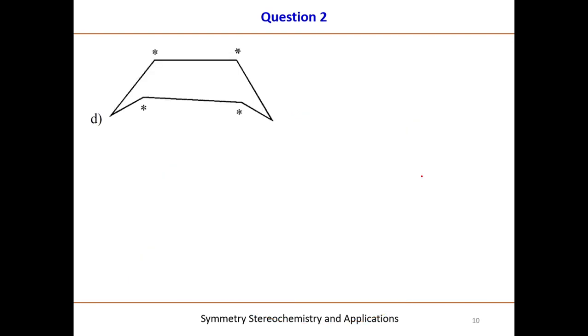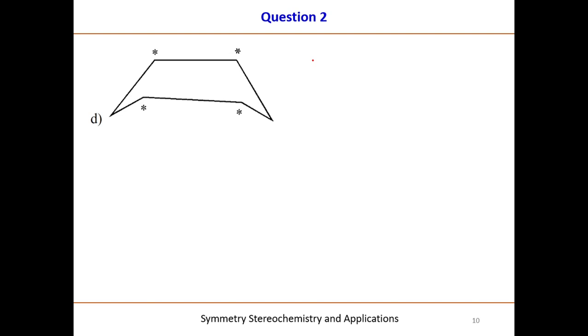Okay, then last one. Which molecule is this? Anyone? Anyone can guess? This is a cycloalkane, right? And we have 6 carbon atoms. That means it is a cyclohexane. Cyclohexane. Now all of you have read about this one.